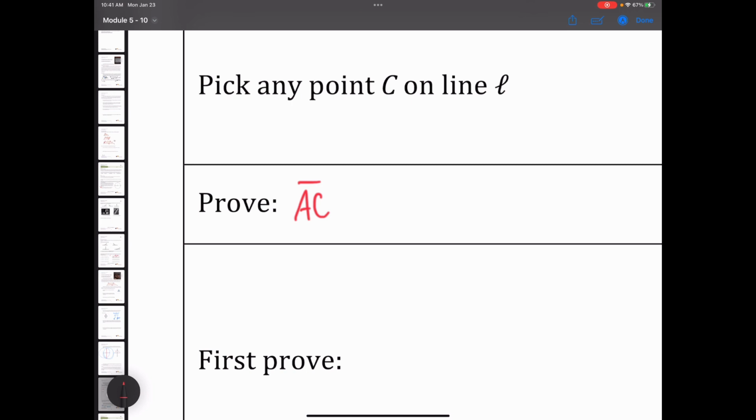Did I say MC or BC earlier a second ago? I meant BC. So segment AC is congruent to segment BC. That's what we're going to try to prove. BC and AD.